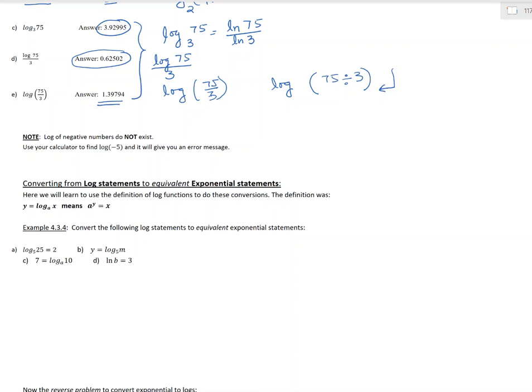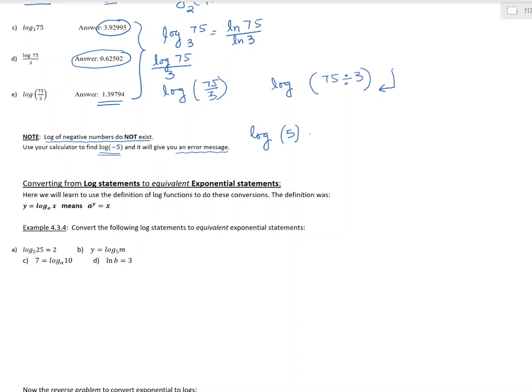Okay, in the last class we saw how to find the logs of various numbers. Now, a few things to note. The log of a negative number is not defined, it does not exist. So if you use your calculator and try to find log of -5, you will get an error message. So remember, logs are always of positive numbers.